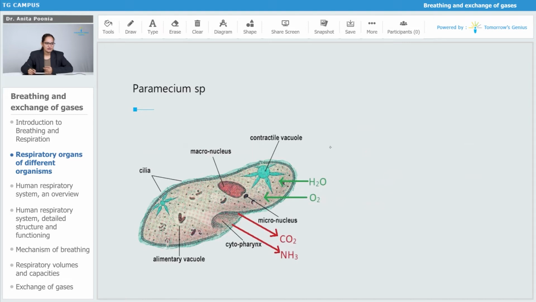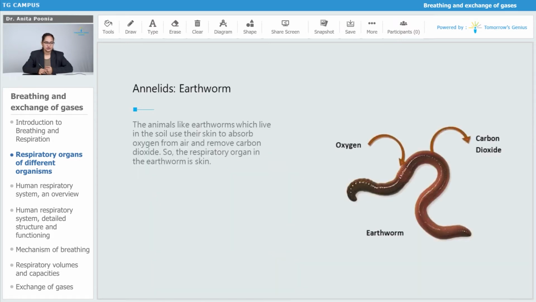This is Paramecium, and again you can see the water is entering, the oxygen is entering, and you could see carbon dioxide and methane getting out. This is all diffusion. The animals like earthworms, which live in the soil, use their skin to absorb the oxygen from air and remove the carbon dioxide. So the respiratory organ in the earthworm is the skin. You see, this is the skin of the earthworm that is taking in the oxygen and giving out the carbon dioxide.